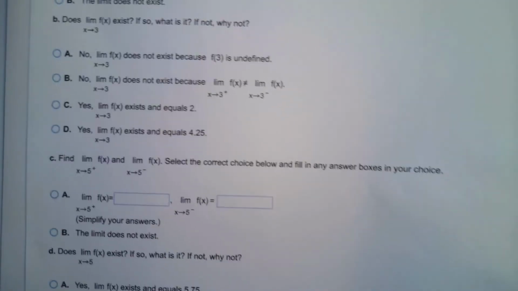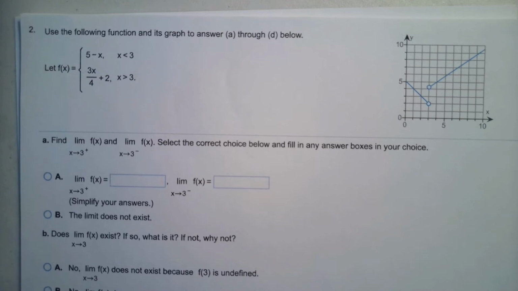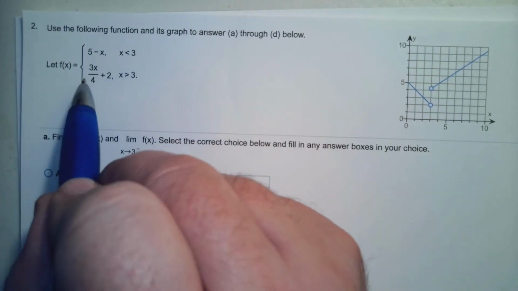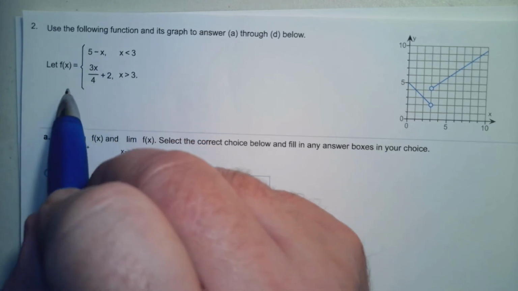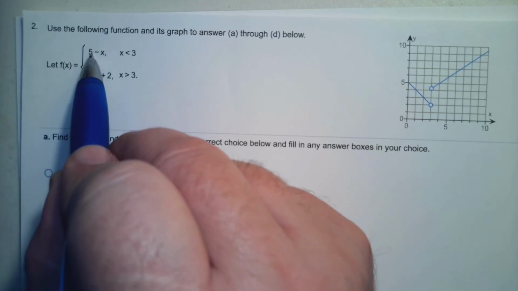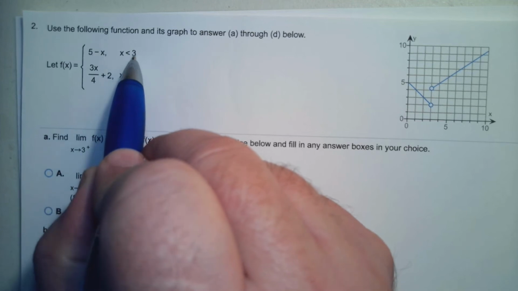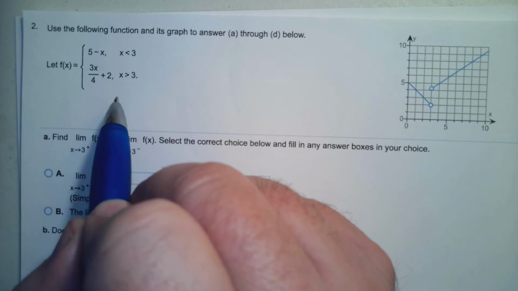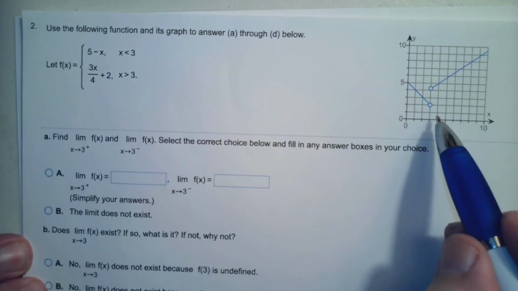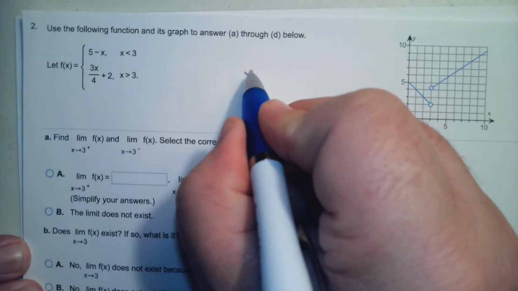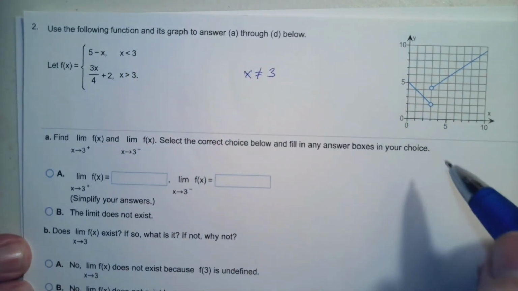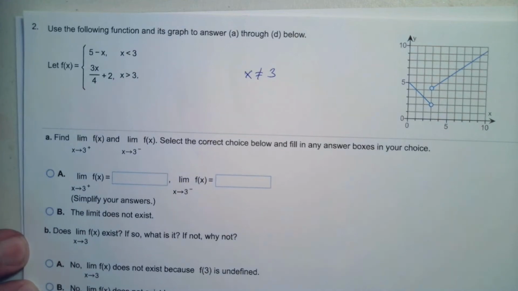Second page. Number 2. Use the following function and its graph to answer a through d. It's a piecewise defined function. F of x is 5 minus x whenever x is less than 3, 3x over 4 plus 2 whenever x is greater than 3. What we notice then is x never equals 3. So it's not a continuous function.